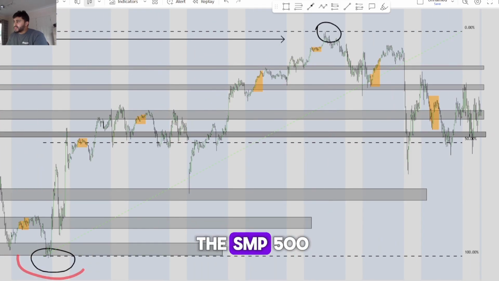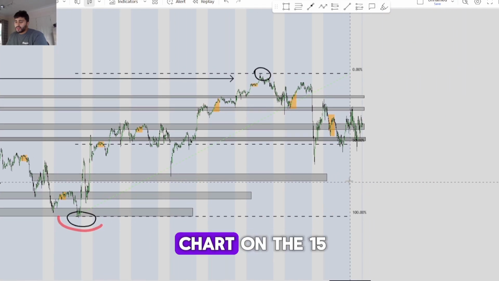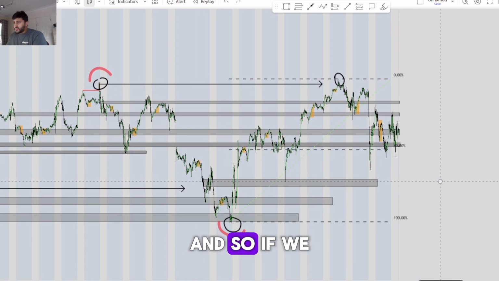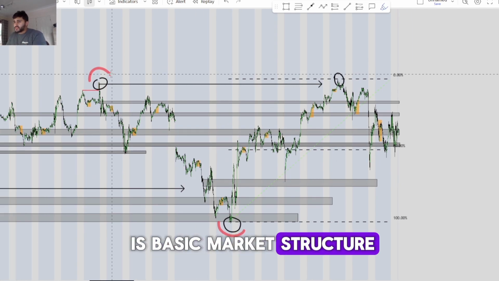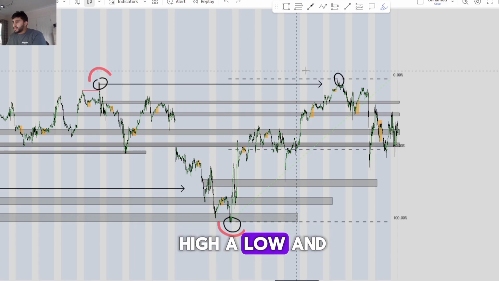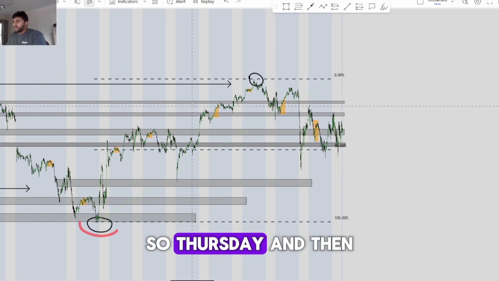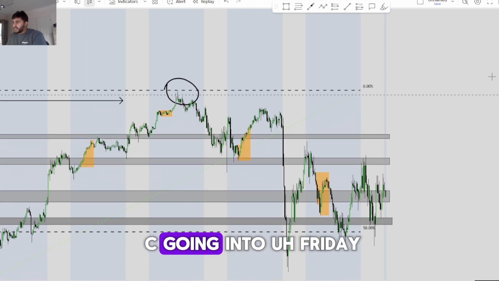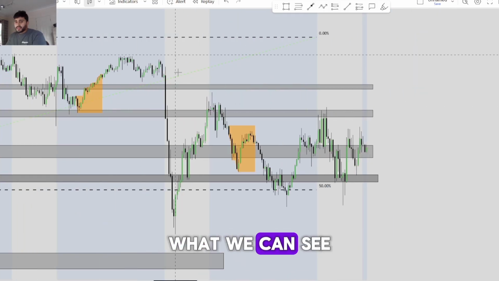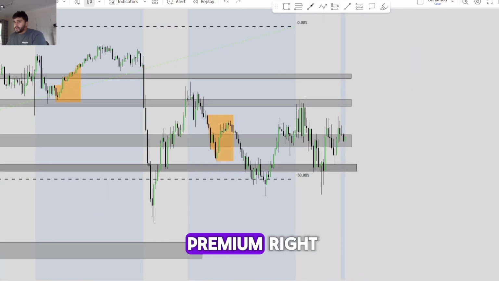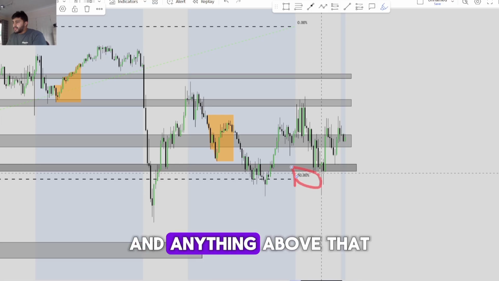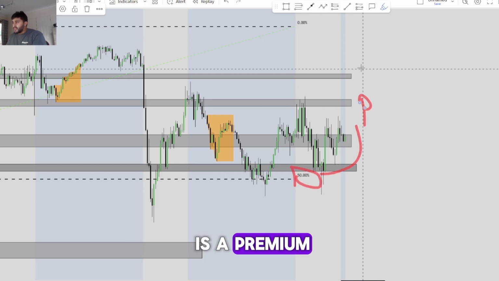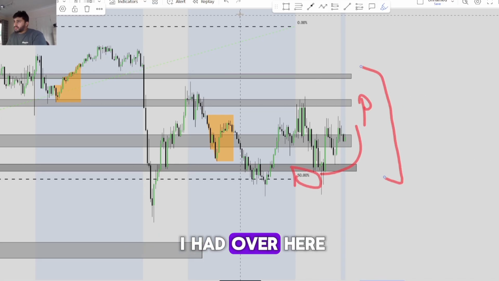All right, so this is the S&P 500 or the ES futures chart on the 15-minute time frame. And so if we zoom all the way out, what we see here is basic market structure. So we have a high, a low, and then a high. So Thursday and then post FOMC going into Friday, what we can see here is we are very much in the premium, right? The reason I say that is because this is the 50% area and anything above that is a premium. So these were the key levels that I had over here.